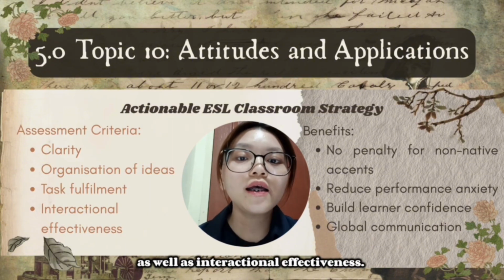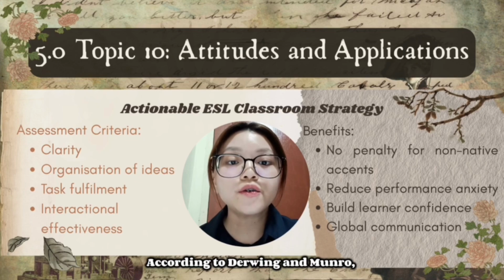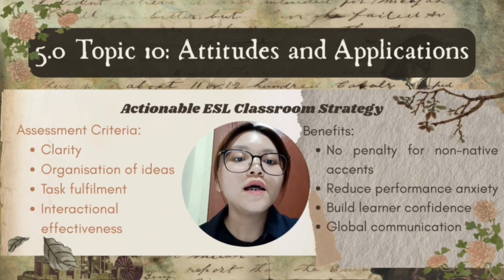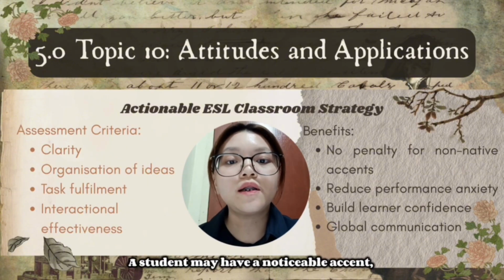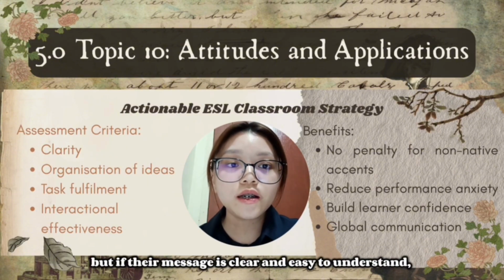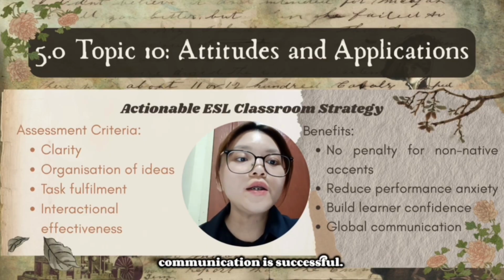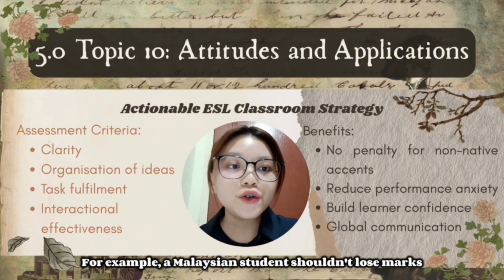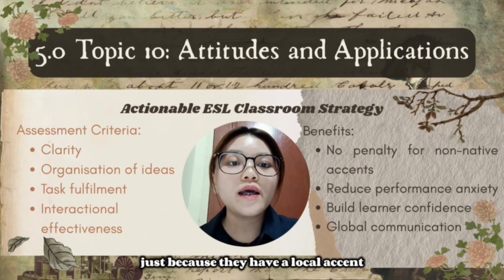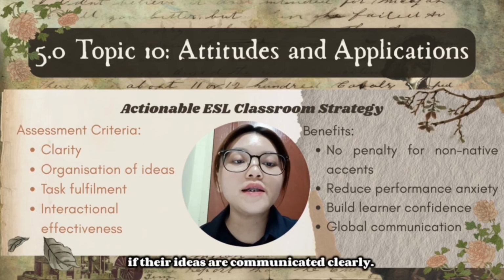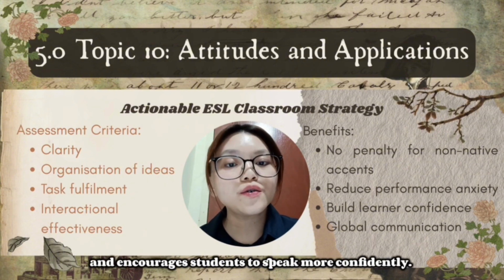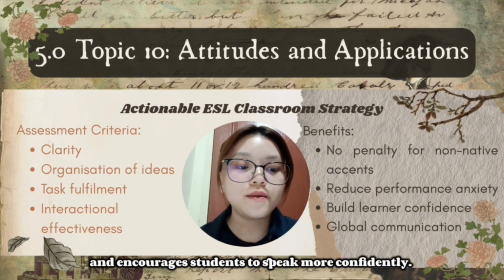According to Derwing and Munro, accent is not the same as intelligibility. A student may have a noticeable accent, but if their message is clear and easy to understand, communication is successful. For example, a Malaysian student shouldn't lose marks just because they have a local accent if their ideas are communicated clearly. This reduces performance anxiety and encourages students to speak more confidently.